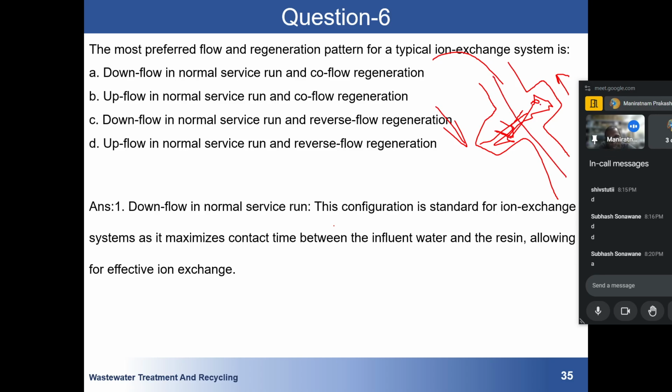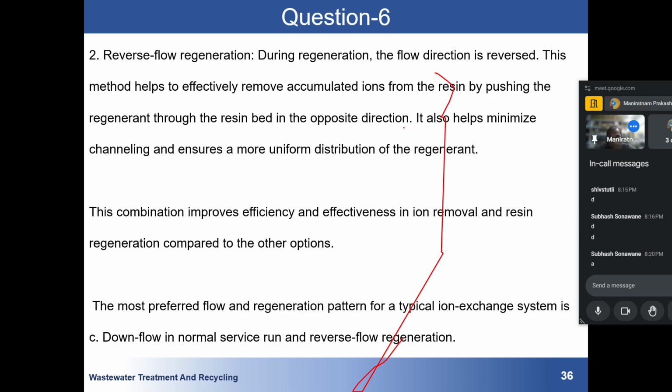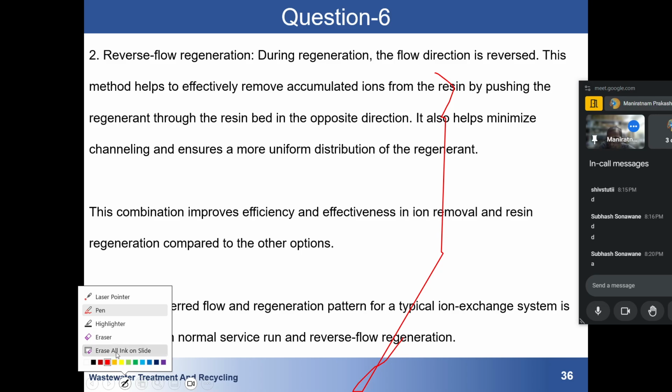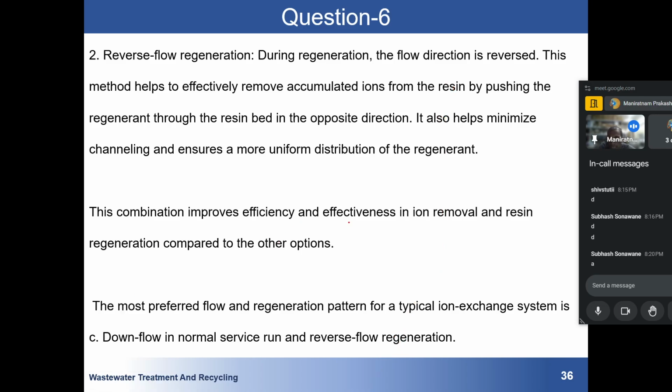So those which have got attached can peel off from the surface of the adsorbent resins, and go to another system, so that this resin can be reused for another batch treatment. It helps minimize channeling and ensures more uniform distribution of the regeneration reagent. The combination improves the efficiency and effectiveness of ion removal and regeneration compared to the other options.